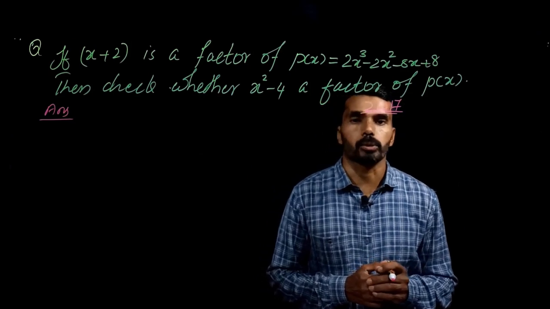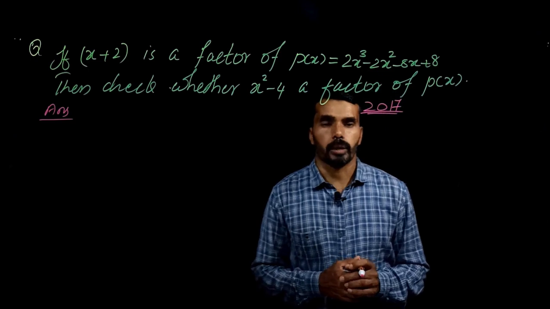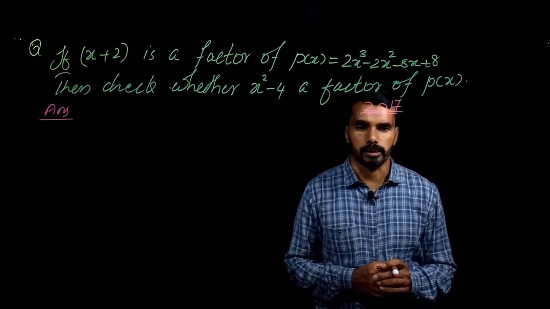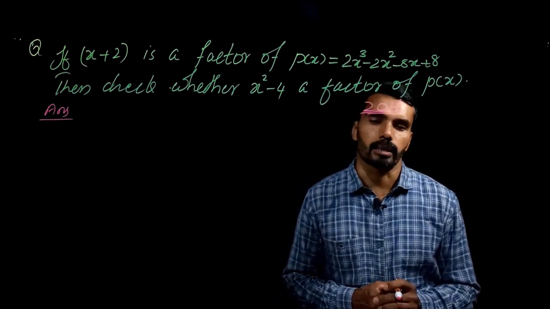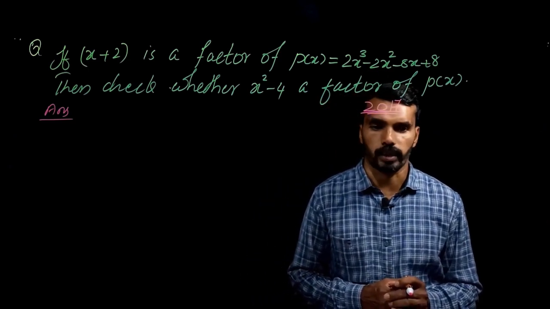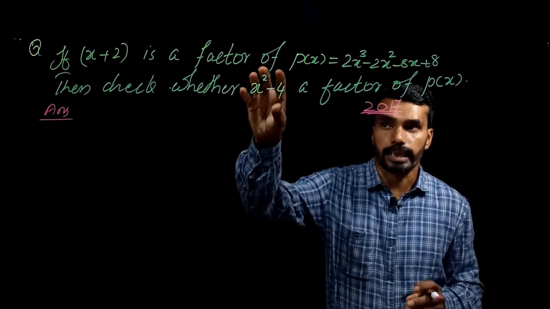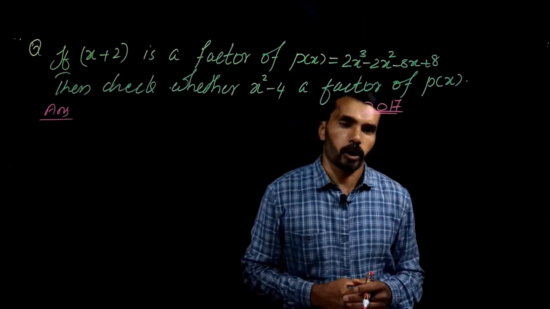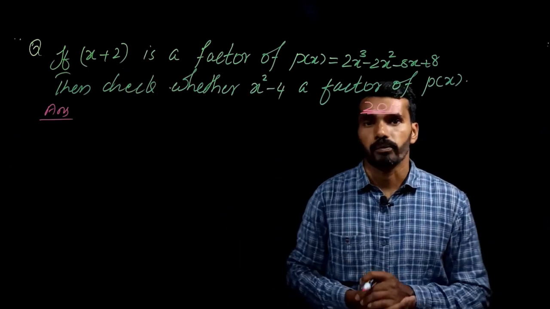If x plus 2 is a factor of P of x is equal to 2x cube minus 2x square minus 8x plus 8, then check whether x square minus 4 is a factor of P of x. So here we have to check whether x square minus 4 is a factor of P of x. For that we are given that x plus 2 is a factor.